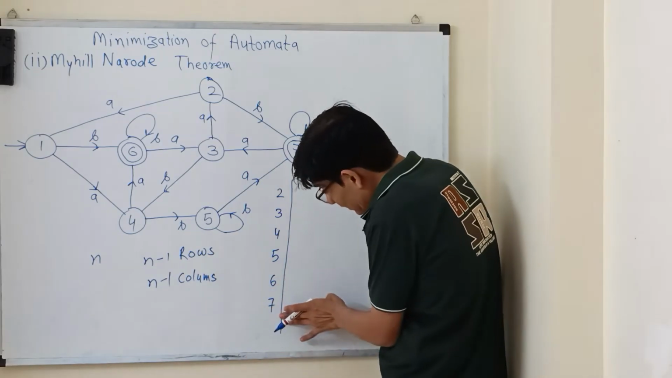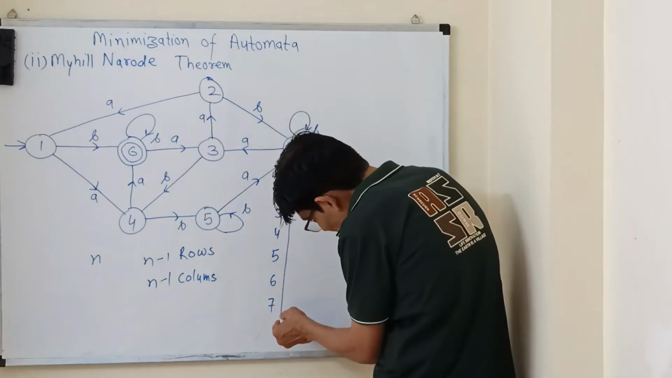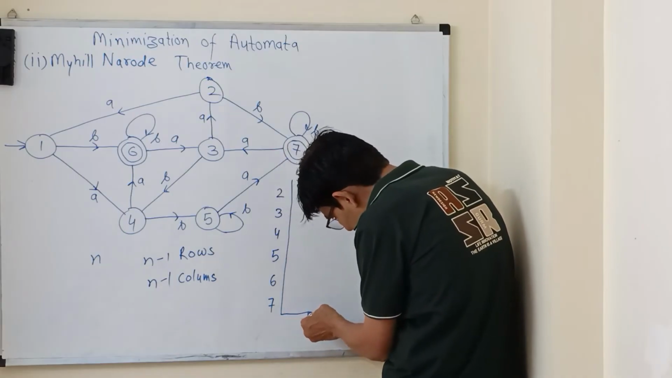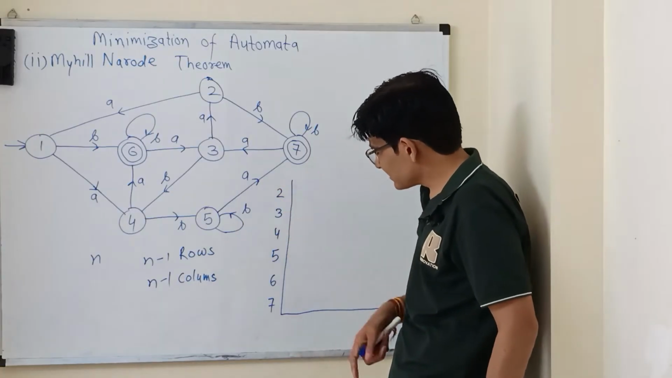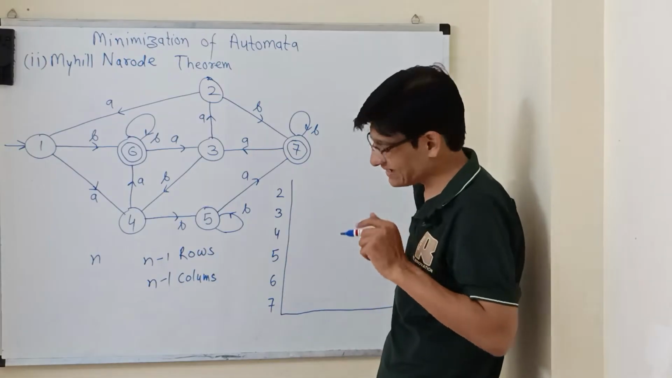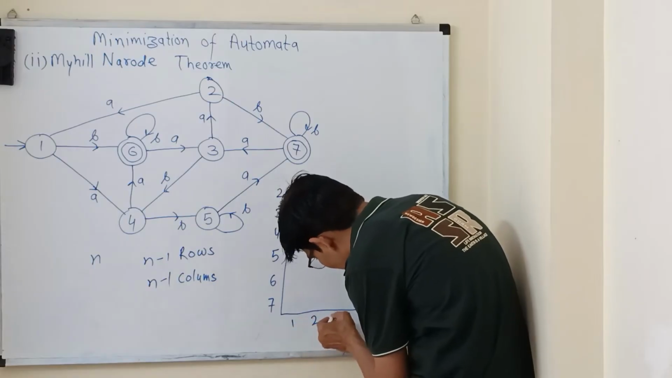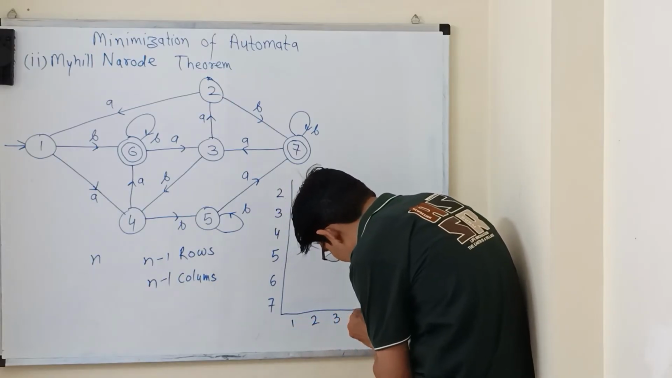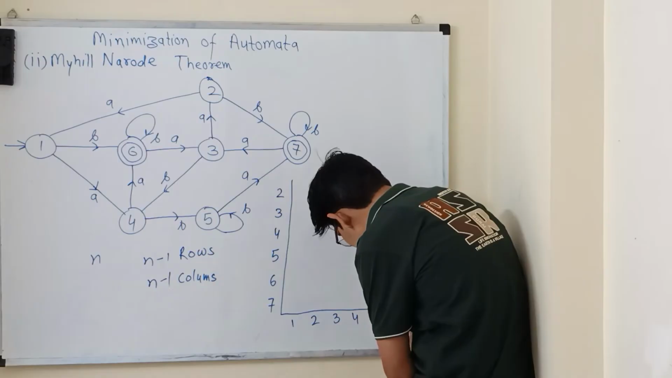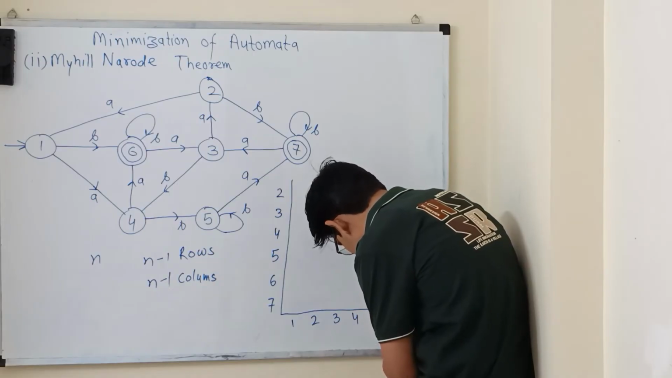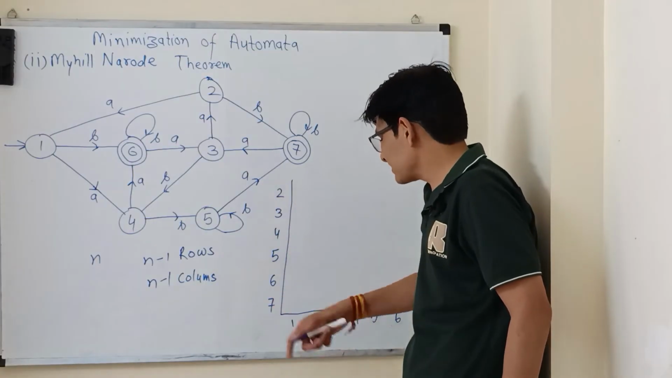These are the rows. Now we will have n minus 1 columns. As in rows we have skipped the first state, in columns we will skip the last state. So our first state is 1, then 2, then 3, then 4, then 5, then 6. So we will have 6 states in columns also. Here we have skipped the last state in columns, and the first state in rows.